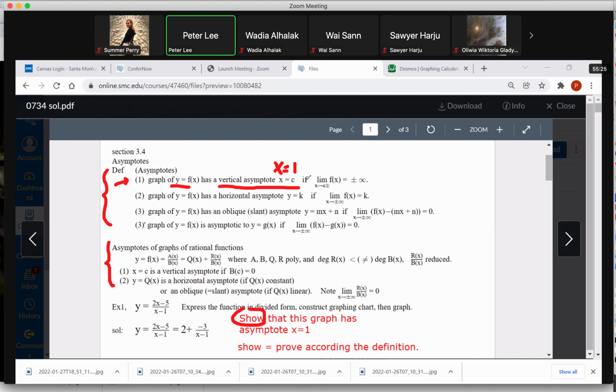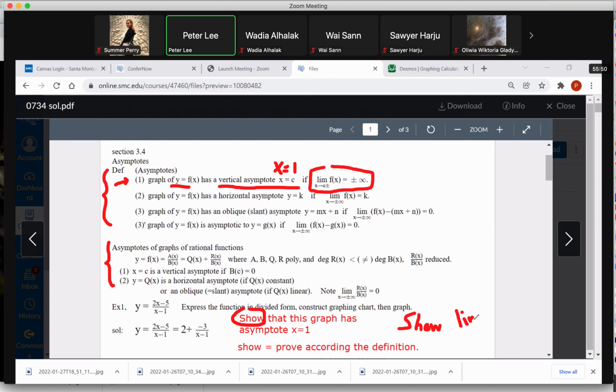If x equals 1 is an asymptote, then what is it that we have to show? We have to show this guy right here. This guy is a c plus or minus. That means we just have to show one of them. We don't have to show many. So what do you have to show? You have to show this. You have to show that the limit of what?